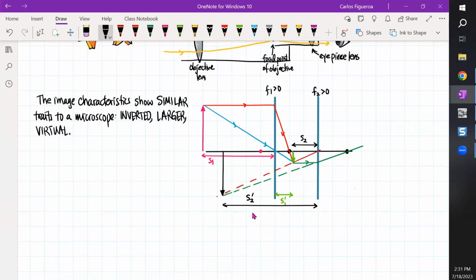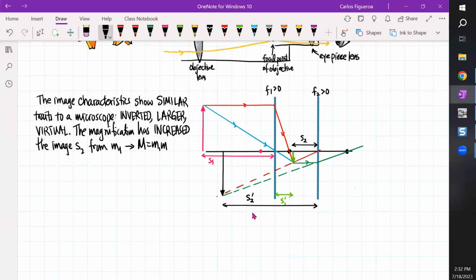Right, so the magnification has increased the image S2 from M1 to M1 times M2.